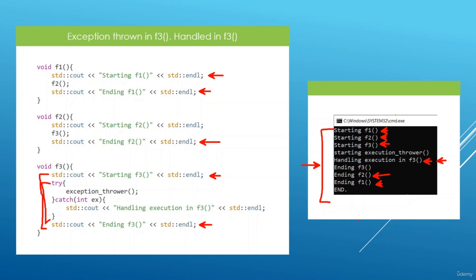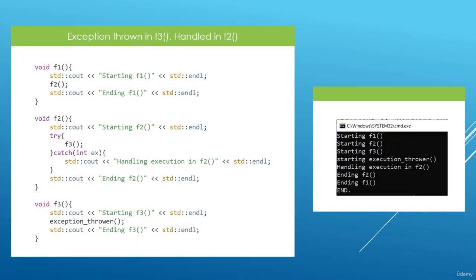Hopefully you can see that by handling this exception in F3, we have limited the damage to the exception thrower function here. And this is something we can achieve with our try and catch blocks. But this is not the only way to do things. It is also possible to handle our exception in F2. And this is the setup to do that.